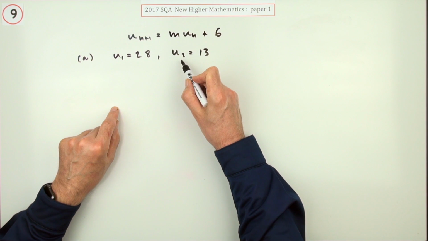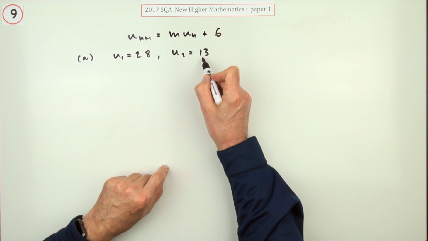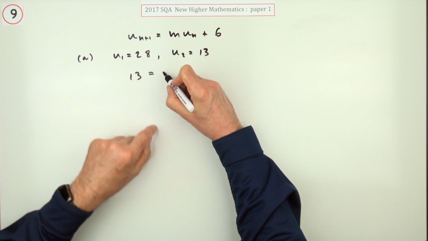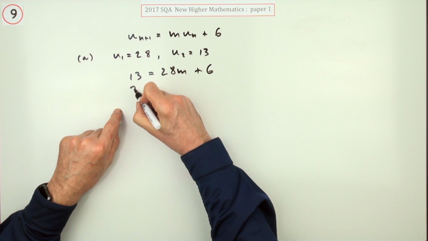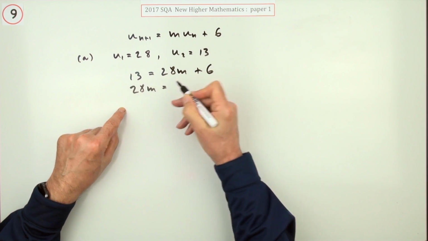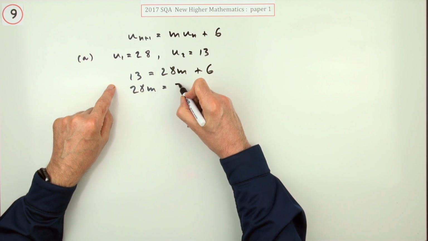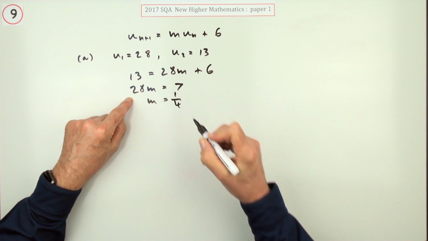Well, what that says is, if you put in 28, you'll get out 13. So 13 will be the result of putting 28 in and multiplying it by m. So there's a little linear equation. You can solve that quite quickly. 28m, just writing the other way around, would be 13 take away 6, so that'll be 7. So m's going to be 7 over 28, which is a quarter.